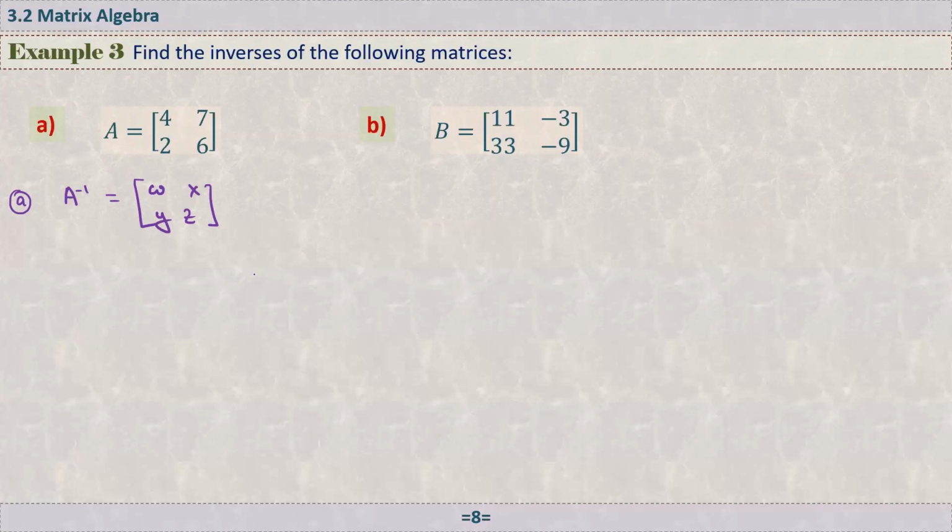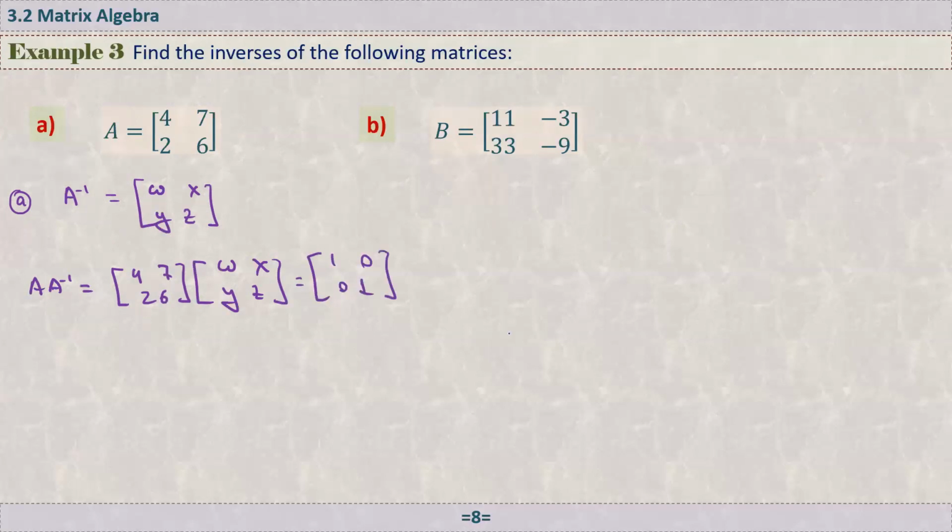Right. So since we are assuming that it is the inverse of this matrix, when we multiply them together, A inverse, that should be equal to 4, 7, 2, 6. And here we have W, X, Y, Z. It should be equal to the identity matrix 1, 0, 0, 1, right?